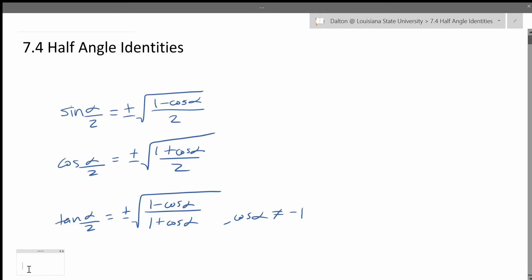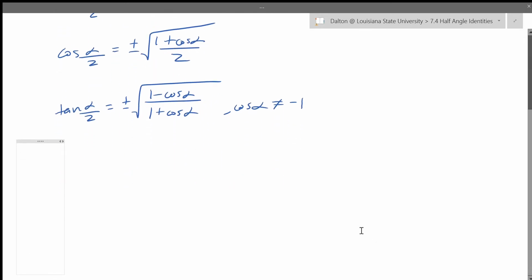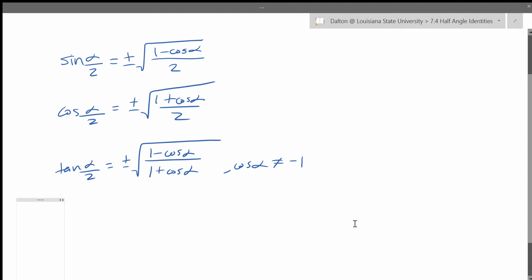This tangent identity is questionably complicated. So there's also another one. If you take sine and cosine and do different algebra to it, you can also have tangent written as the tangent of alpha over 2 is equal to sine alpha over 1 plus cosine alpha. So these are your 4 half angle identities.